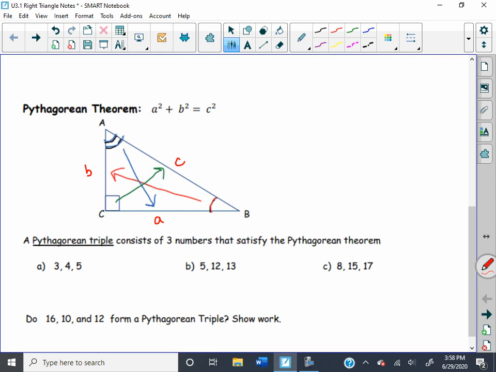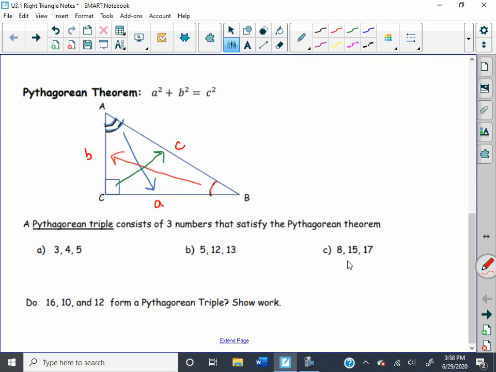So you can see that when you take the two bases, a squared plus b squared, that's going to equal the hypotenuse, which is c squared. All right, so then a Pythagorean triple consists of three numbers that satisfy the Pythagorean theorem. Sometimes they give you the three sides in order from smallest to biggest, but they don't always do that. All you really have to do is find the biggest number out of the three, and that has to be the c in a squared plus b squared equals c squared. We can verify that we have a right triangle by seeing that these are Pythagorean triples.